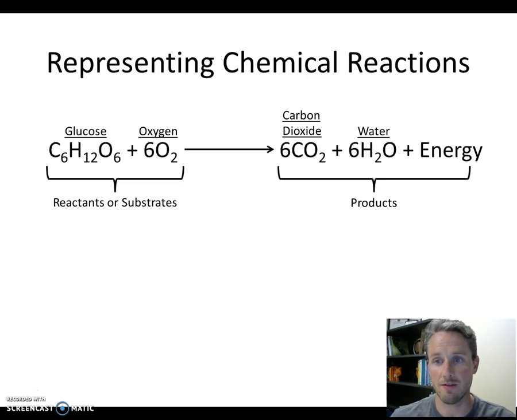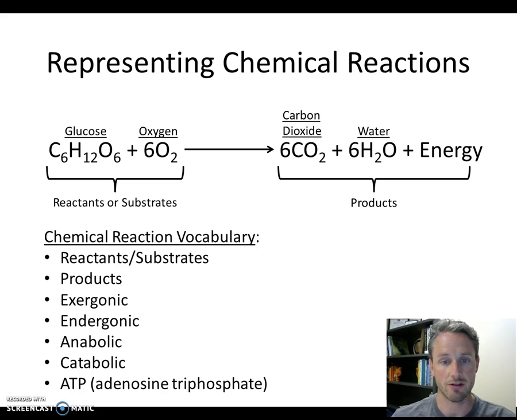And then on the other side of the arrow, we're going to show the products of the reaction. So whatever our chemical reaction produces, what we get out of the reaction, are what we call the products. Beyond that, we're going to add some additional terminology to our discussion of chemical reactions.